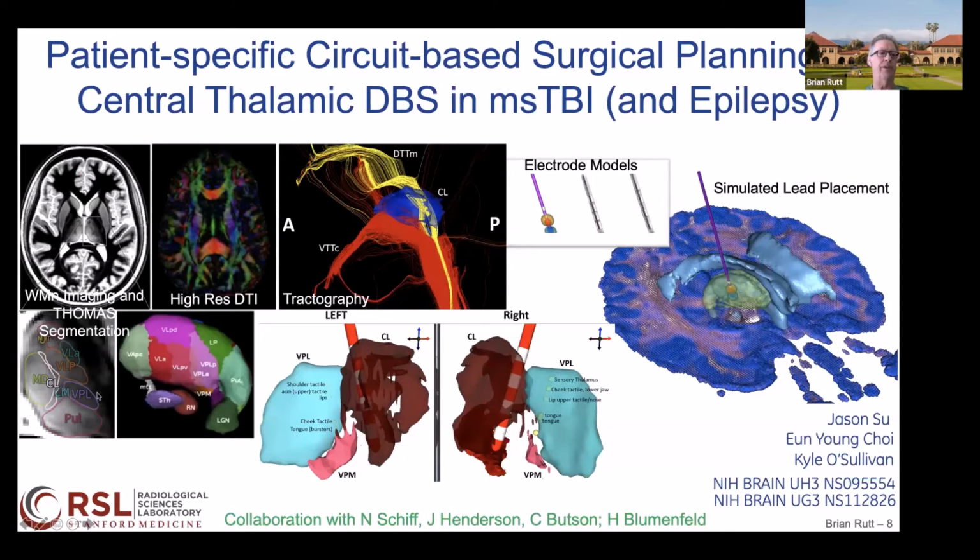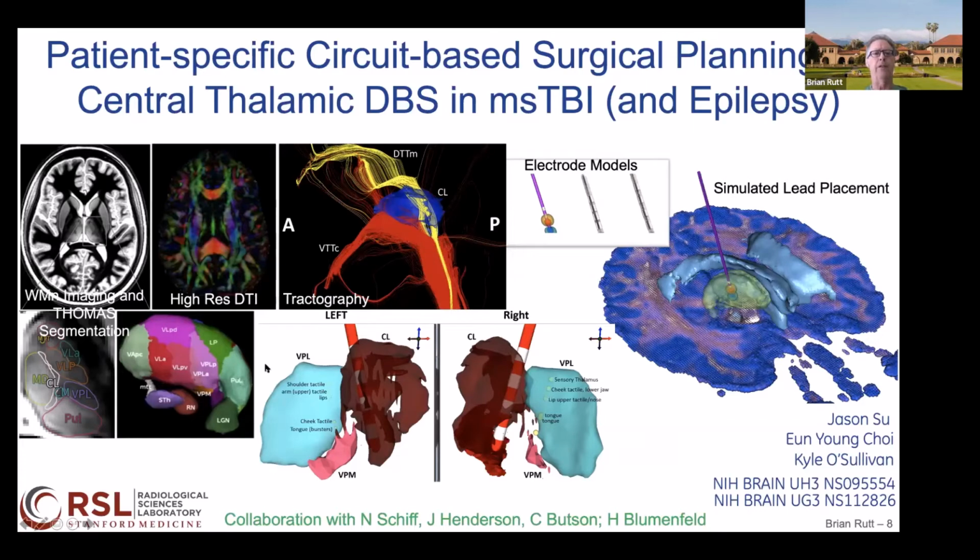The structural images were segmented by Thomas into the thalamic nuclei, and the DTI images we use for tractography to define fiber tracts of interest. In particular, we're interested in the CL nucleus, the central lateral nucleus of the thalamus, which is the target that Nico Schiff has been studying for many years in traumatic brain injury and minimally conscious state. And so he believes that's the correct target to treat these TBI patients. But also the fiber tract known as DTTM that passes through CL, coming up from the brainstem, is another form of a target that we're after. So we want to treat this fiber tract as it passes through CL.